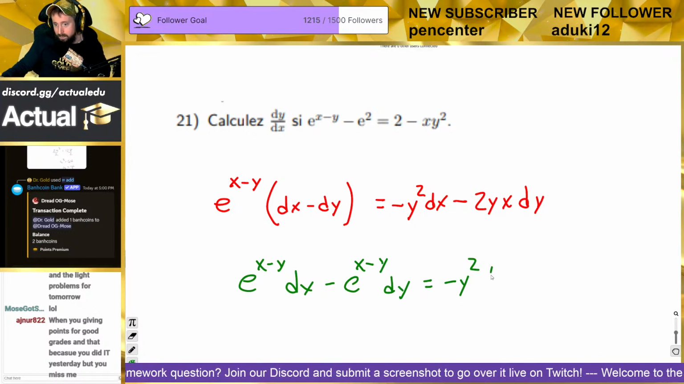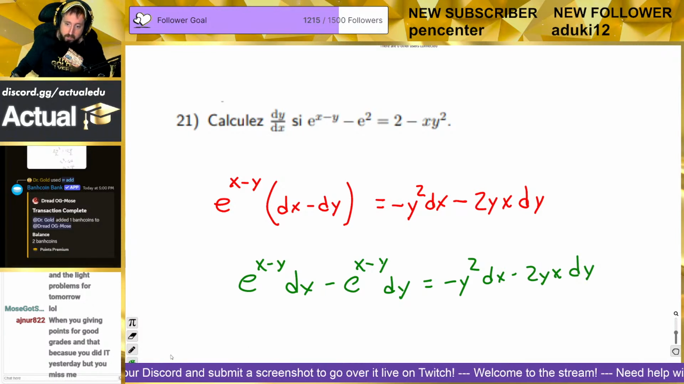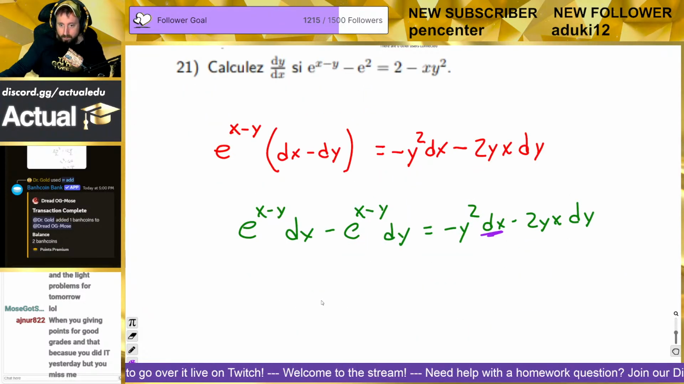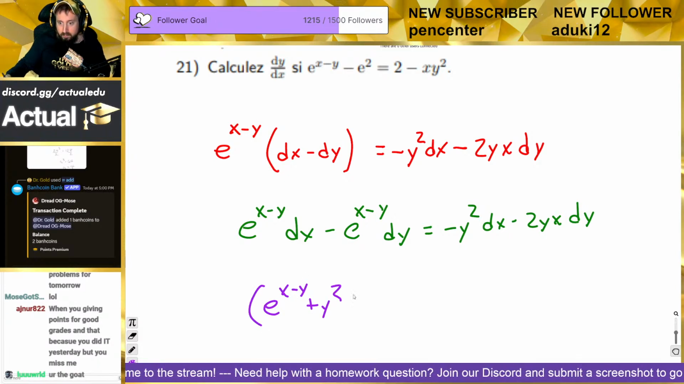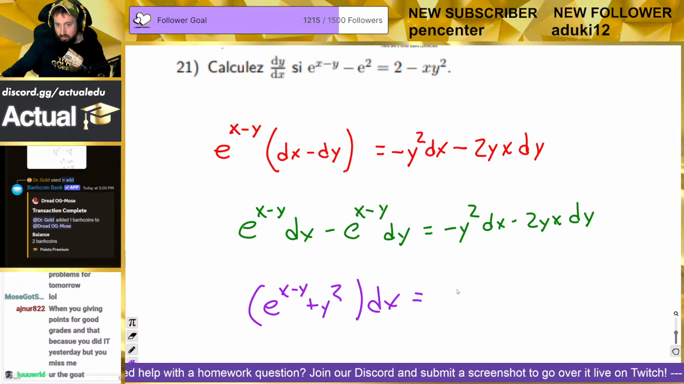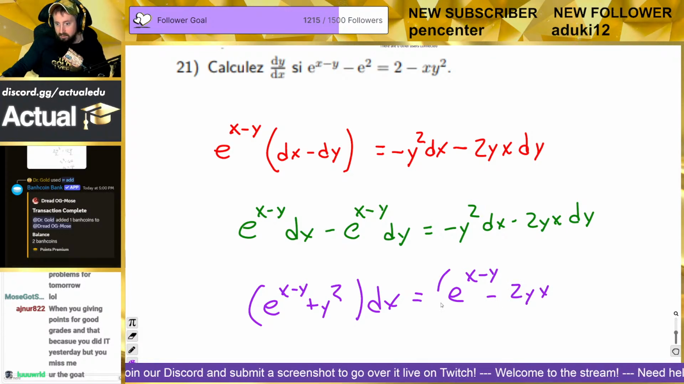Minus y squared dx minus 2yx dy. Okay, now the important thing is to group everything. So I'm going to put all the dy stuff on one side and all the dx stuff on the other. So that's going to get me e to the xy plus y squared dx is equal to e to the xy minus 2yx dy.